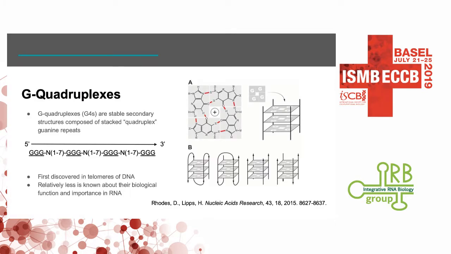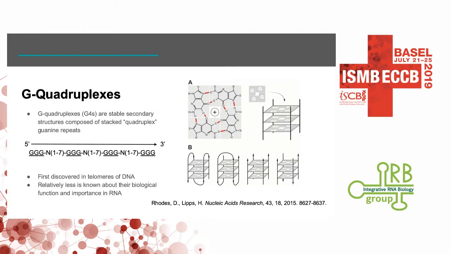So we're particularly interested in understanding what G-quadruplexes do within the transcriptome. So G4s are stable secondary structures that are composed of stacked quadruplex guanine repeats. And a canonical G4 sequence consists of trinucleotide guanines, or more, separated by 1 to 7 other nucleotides, repeated 4 times. So it's known that in vitro, these sequences will fold to form very stable secondary structures that are mediated by non-canonical hydrogen bonding between the guanine nucleotides.